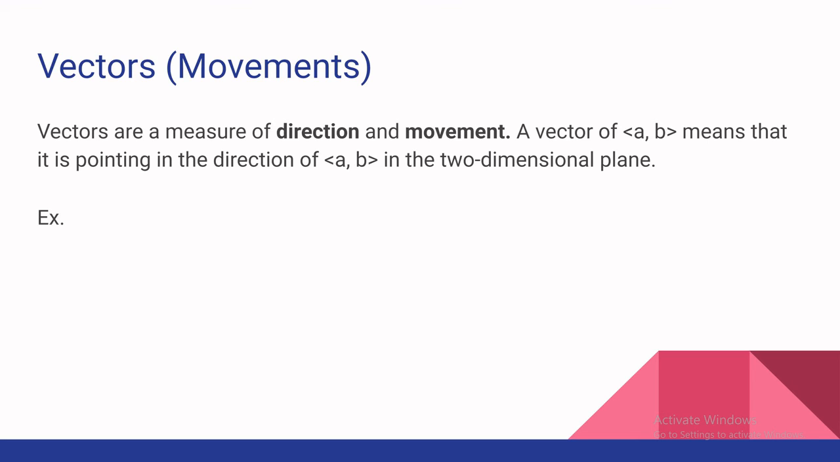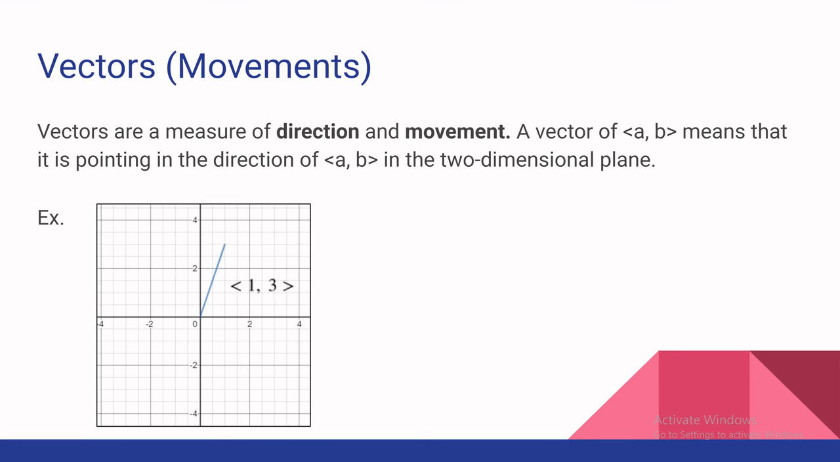Let's quickly look at vectors, which the resource guide calls movements. I don't know why. So, vectors are a measure of direction and movement, not only movement. So a vector of (a, b) means that it is pointing in the direction of (a, b) in the two-dimensional plane. For example, we have this vector, which is a vector of (1, 3). As we can see, the x direction is going 1 unit to the right, and the y direction is going 3 units up. And that is pointing in a certain direction. So vectors are typically represented by line segments topped with an arrow. However, I didn't draw an arrow in this one.